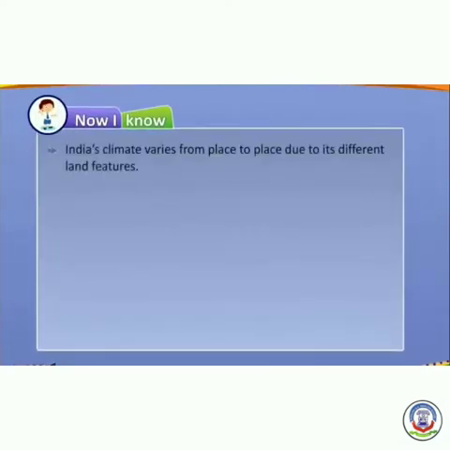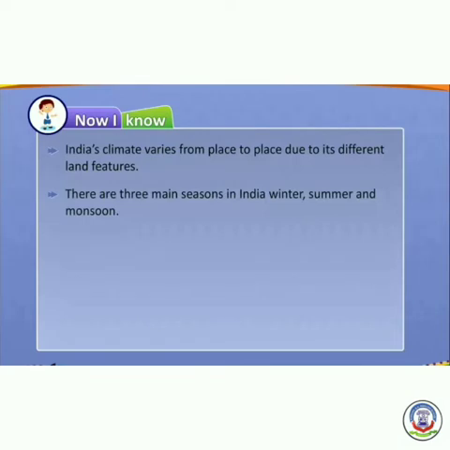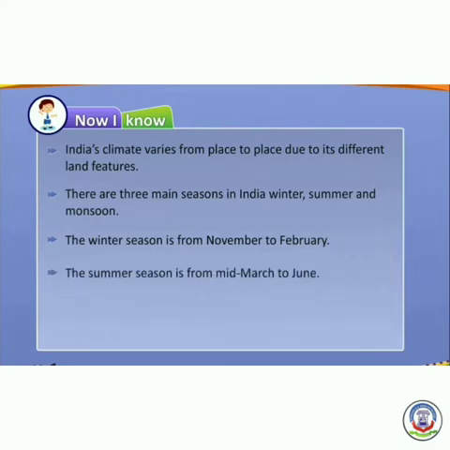Now I know. India's climate varies from place to place due to its different land features. There are three main seasons in India: winter, summer, and monsoon. The winter season is from November to February. The summer season is from mid-March to June. The monsoon season is from July to September.